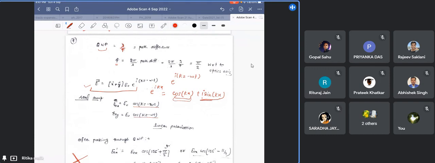I have just taken the real component. So I just take E0 cos(kz minus omega t) and put it inside the bracket. That E0x is the x component of that, and E0y is the y component of that. Are you able to get it? How I transformed from this to this?